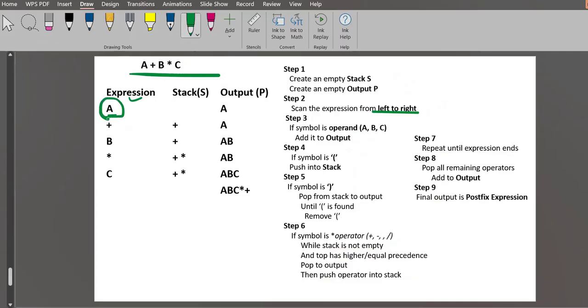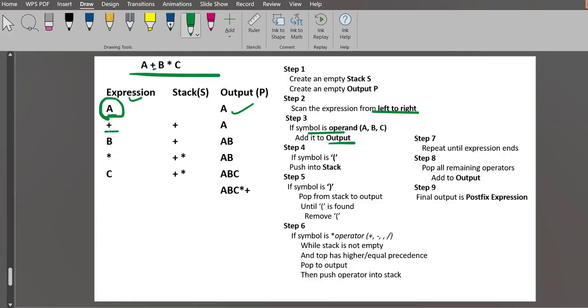A आया. Okay. So this needs to go to the output. All symbols that are operands, A, B, C maybe, ठीक है, जो भी है वो आपका output में चला जाए. So A will go in the output. So I have put it in the A. All right. Now next is plus.